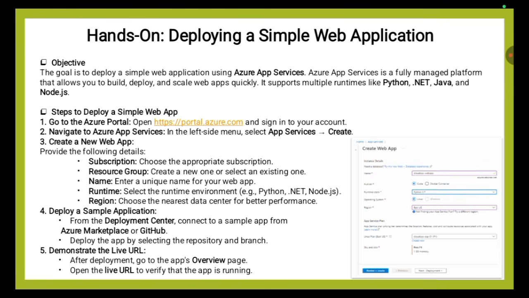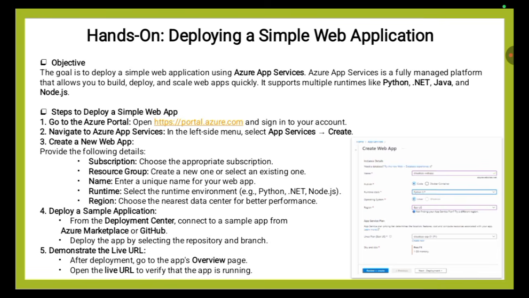Steps to deploy a simple web app. 1. Go to Azure portal. Open https portal.azure.com and sign in to your account. 2. Navigate to Azure App Services. In the left side menu, select App Services, Create. 3. Create a new web app.